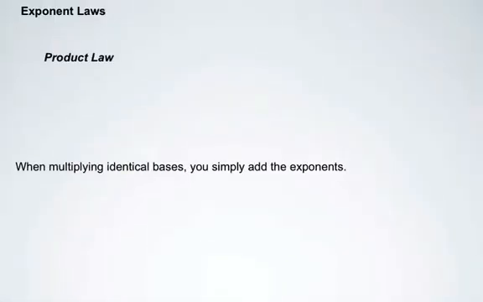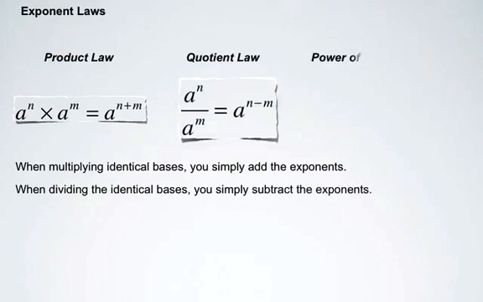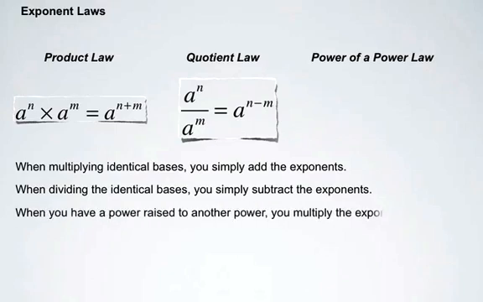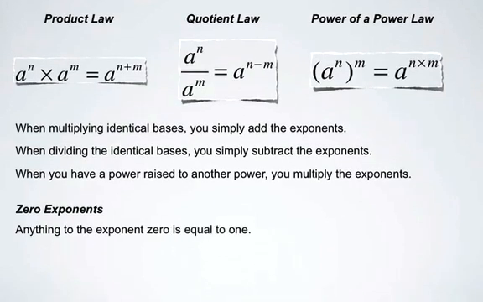So product law: when multiplying identical bases, you add exponents. Quotient law: when dividing identical bases, you subtract the exponents. Power of a power: when you have a power raised to another power, you multiply exponents. Zero exponents: anything to the exponent 0 is equal to 1.